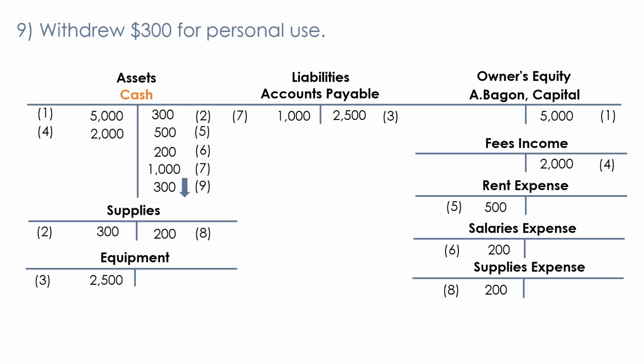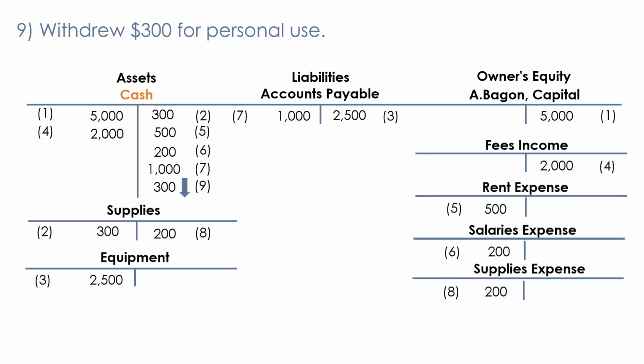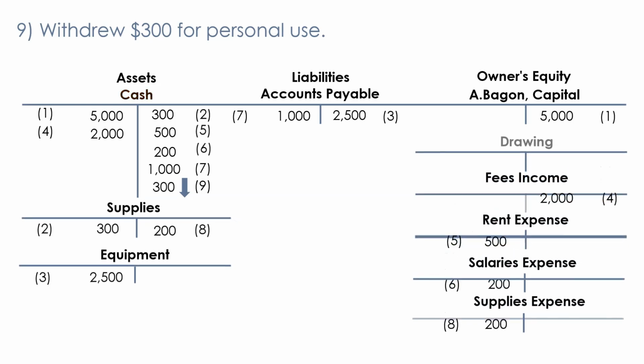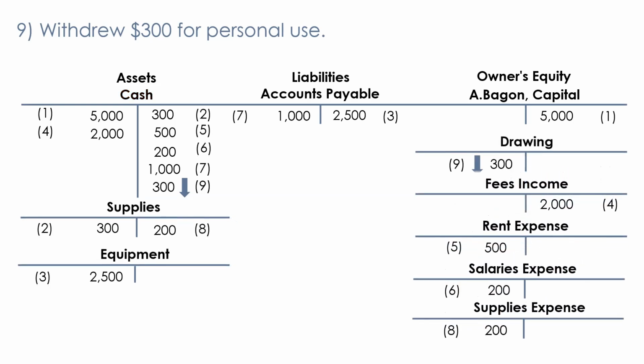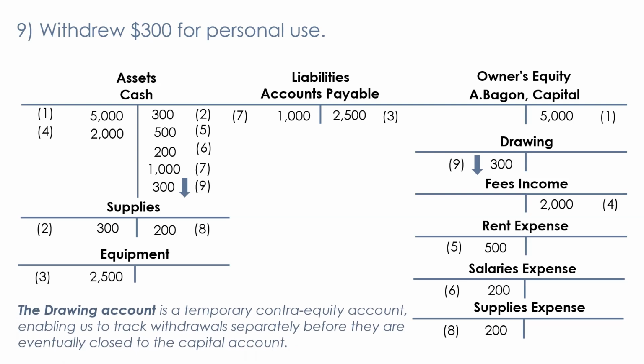As a result, owner withdrawals decrease equity. So we need a proper method to record this reduction without directly affecting the capital account. To do this, we open a drawing account and debit it for the same amount. The drawing account is a temporary contra-equity account enabling us to track withdrawals separately before they are eventually closed to the capital account.